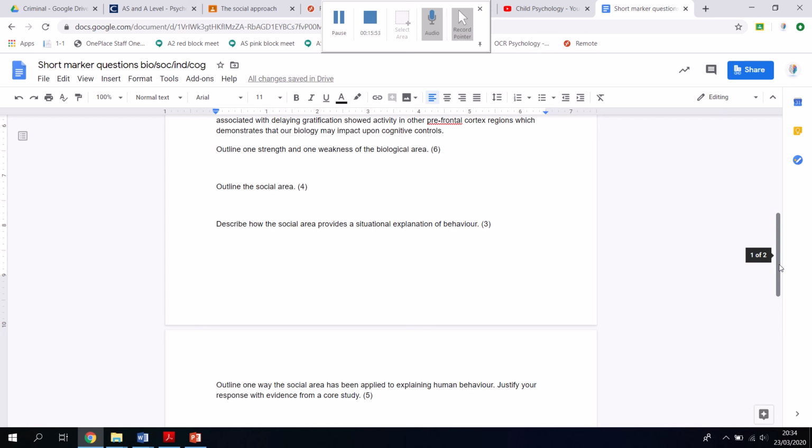Outlinings of strengths and weaknesses are just PEEL paragraphs. So as it's asked for a strength and a weakness, it's going to be usually for 6 marks, and that means that just like in any other evaluate question, really generally, you are going to get 3 marks from one PEEL paragraph. Now you need to pack terminology into these. So I will start by saying that one strength of the biological area is that it can be considered scientific.